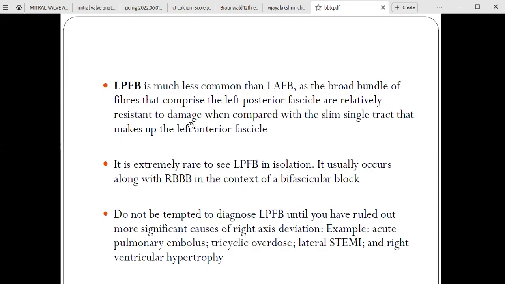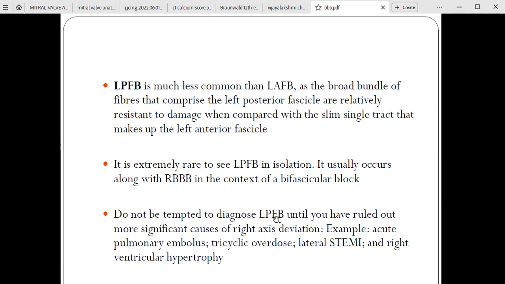Left posterior fascicular block is much less common than left anterior fascicular block, as the broad bundle of fibers that comprises the left posterior fascicle is relatively resistant to damage when compared with the slim single tract that makes up the left anterior fascicle. It is extremely rare to see a left posterior fascicular block in isolation. It usually occurs in combination with right bundle branch block.